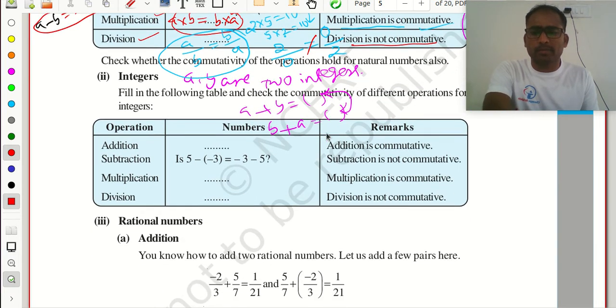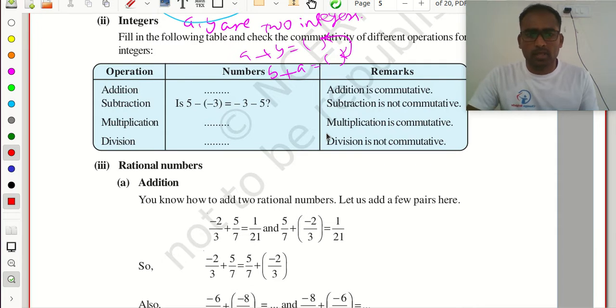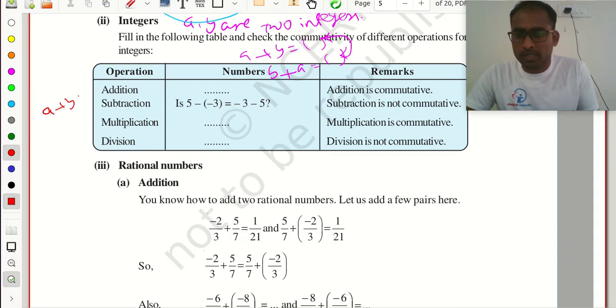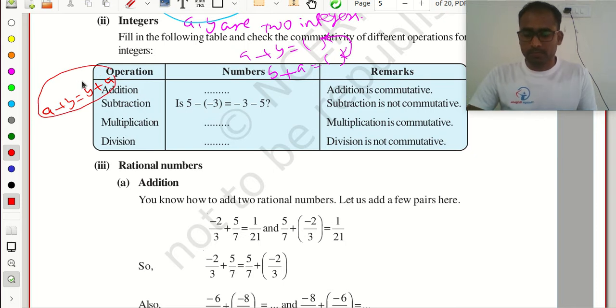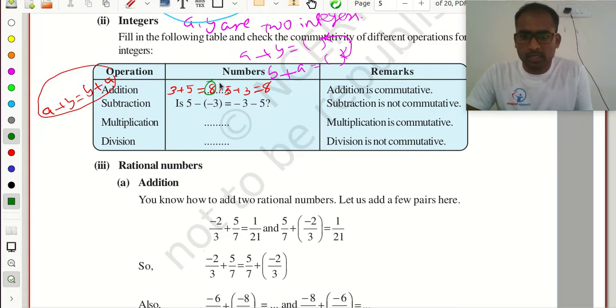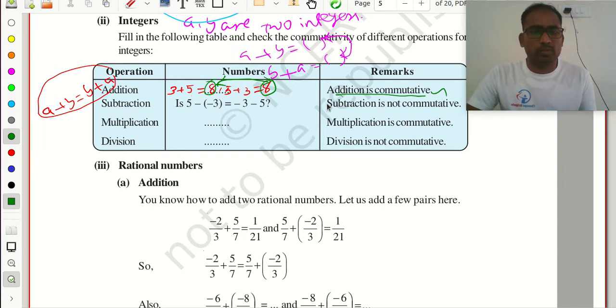Next I will check the same for integers. In integers also, if a and b are two integers and a plus b is equal to b plus a, and this relation is satisfied, then I can say these integers are commutative under addition. Here I will take an example. 3 plus 5 is how much? 8. Again I need to do 5 plus 3. 5 plus 3 is how much? 8. This 8 and this 8 are both equal now. So I can say this addition is commutative.